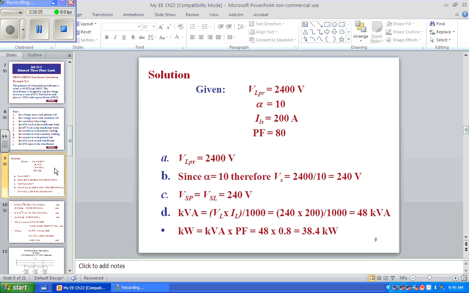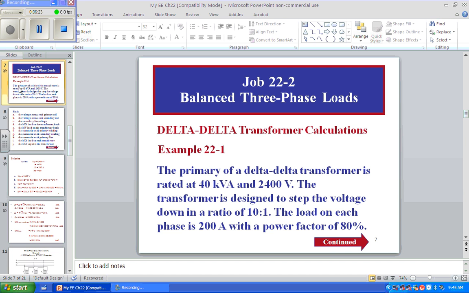If you're given a voltage, what is LPR? Line primary, current, 10 amps, no. I don't remember what they said that symbol was. Let's go back a little bit.